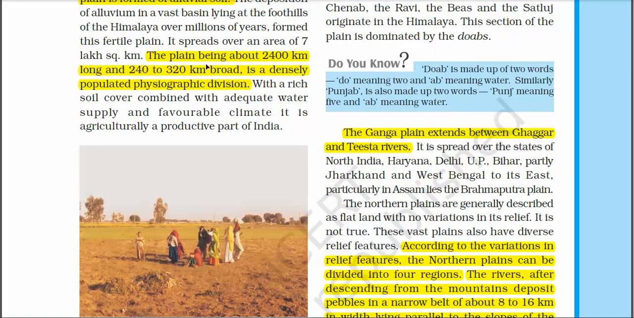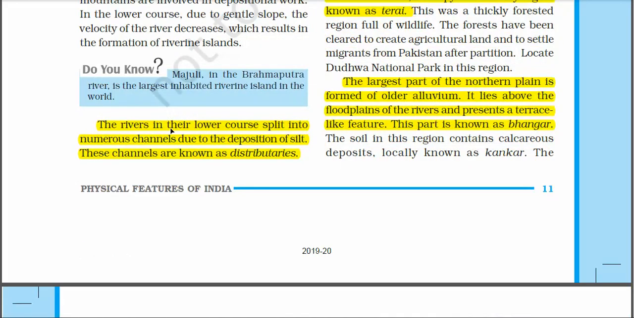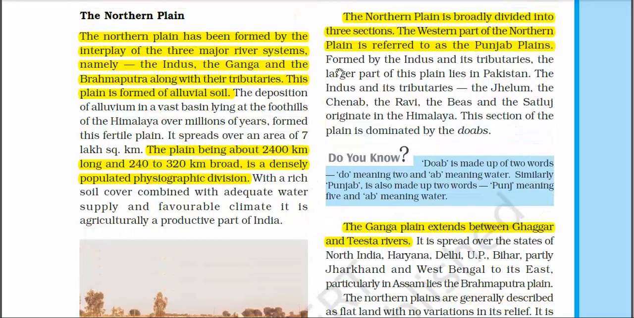The plains are around 2,400 km long and 240 to 320 km broad. These plains are very densely populated. The rivers in their lower course split into numerous channels due to the deposition of silt. These channels are known as distributaries. River Hooghly is an example of a distributary of river Ganga.